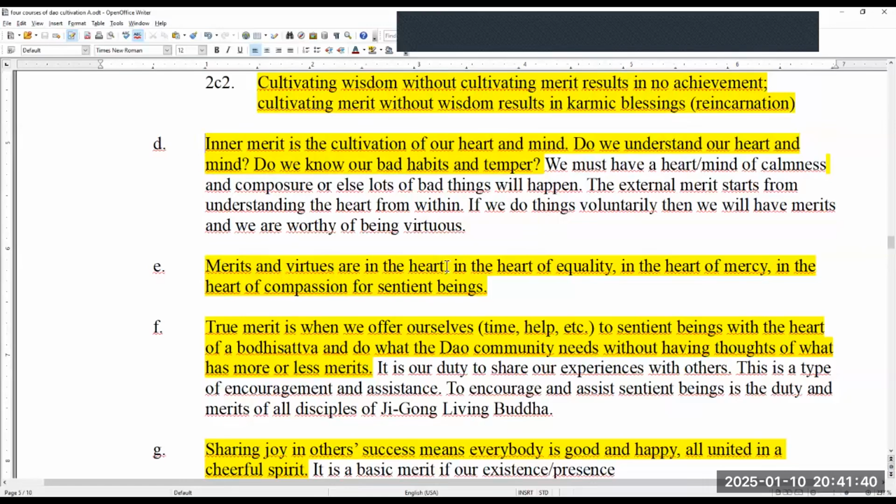Then of course, merits and virtues are in the heart of equality, in the heart of mercy, in the heart of compassion for sentient beings. So the idea is that we have to deal with society itself or sentient beings, whether it's animals or humans, so to speak. And so therefore, we need those merits and virtues to be what? For sentient beings.